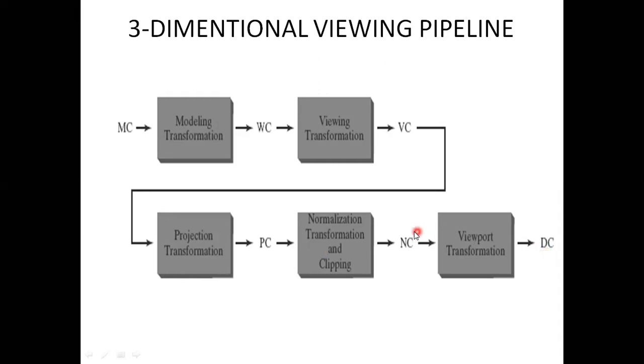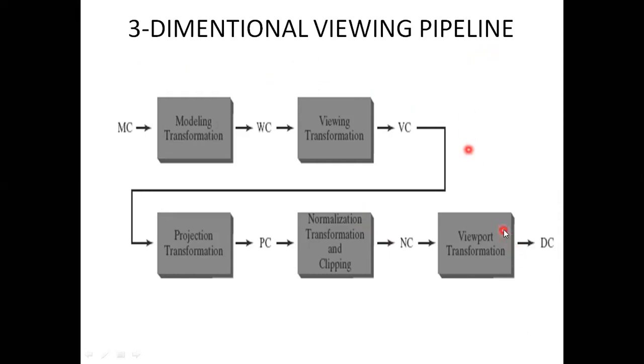So what I will do: 0.8 is the width that I have normalized, so I will multiply 0.8 with the width of the device. I will multiply the 0.5, the normalized height, with the height of the device, so that appropriate images I will get according to my device sizes. That is what viewport transformation will do. And I will get the final device coordinates as per the device sizes. So this is about the three-dimensional viewing pipeline.